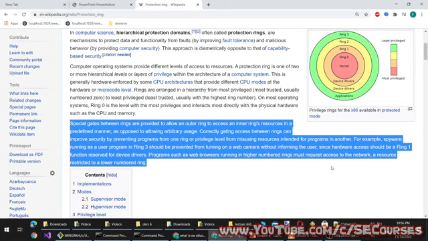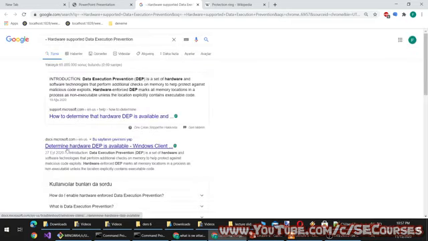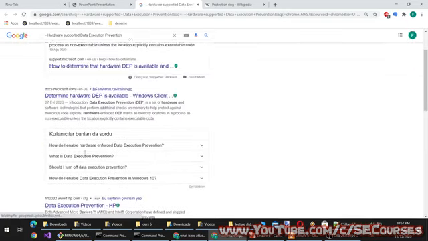For example, spyware running as a user program in Ring 3 should be prevented from turning on a web camera without informing the user, since hardware access should be a Ring 1 function reserved for device drivers. Programs such as web browsers running in higher numbered rings must request access to the network, a resource restricted to a lower numbered ring. Okay, and there is hardware support data execution prevention. Let's read about it. Oh, this is the hardware step, I think.